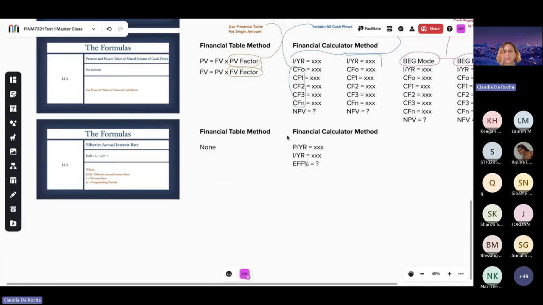And then the last one, your effective annual interest rate. No financial table method, but you can calculate it on the calculator where we punch in periods per year. That will tell you how many periods we're compounding for. You punch in the interest rate and then you calculate for the effective percentage.